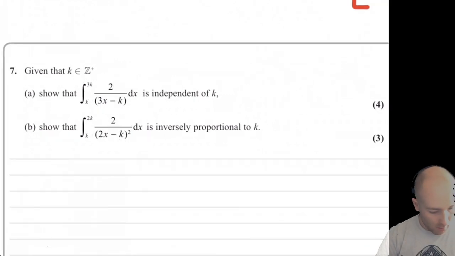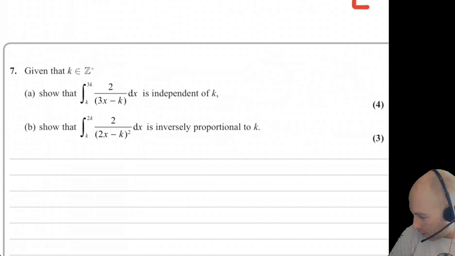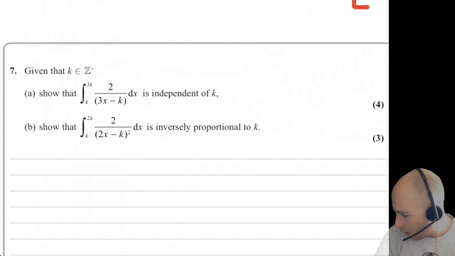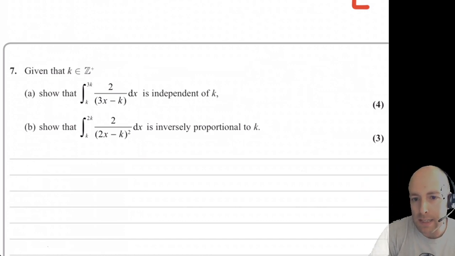Cool. Right, let's get this one done, and then I think we'll call it a day for today. So, Ollie, sorry about that. I didn't see your message there. What does it mean by independent? It means it doesn't have any K's in the answer.